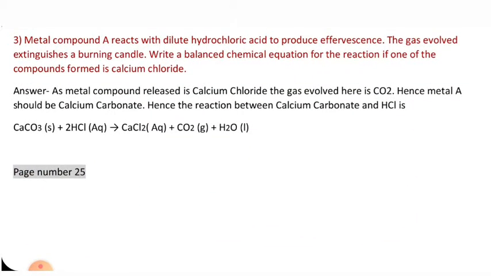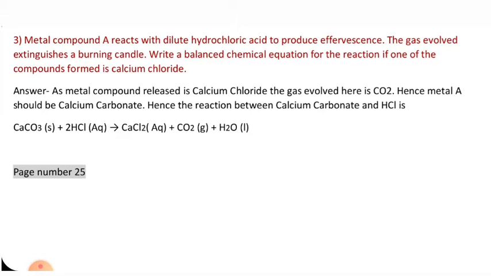Third one. Metal compound A reacts with dilute hydrochloric acid to produce effervescence. The gas evolved extinguishes a burning candle. Write a balanced chemical equation for the reaction if one of the metal compounds formed is calcium chloride.